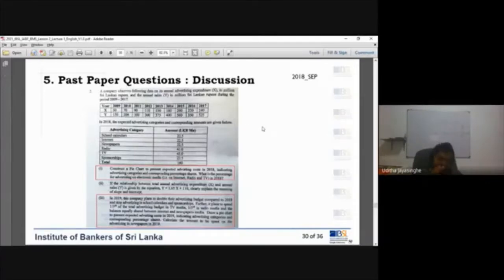Now they're giving the individual components of this 180 million. You have school calendars, internet, newspapers, radio, TV, and sponsorship as the mediums of advertising expenditure. First part, complete 5 marks. First part: construct a pie chart to present expected advertising cost in 2018, indicating advertising categories and corresponding percentage shares.